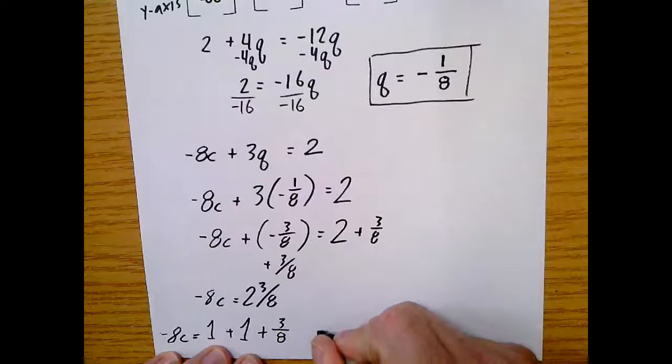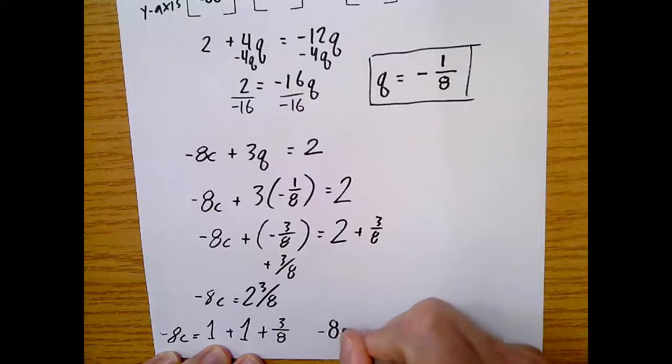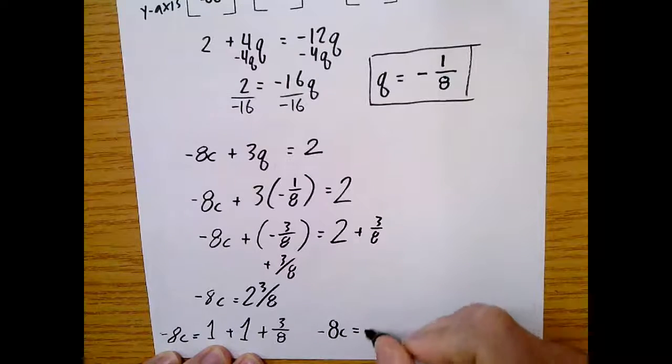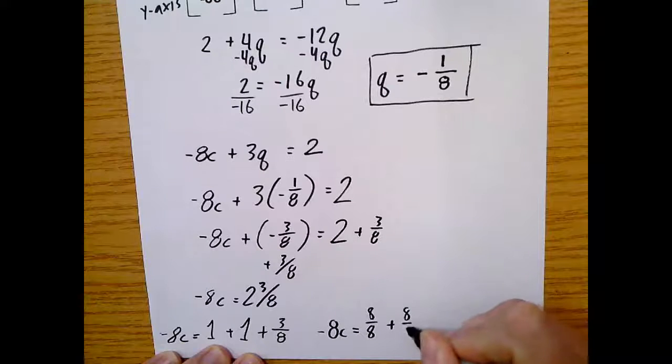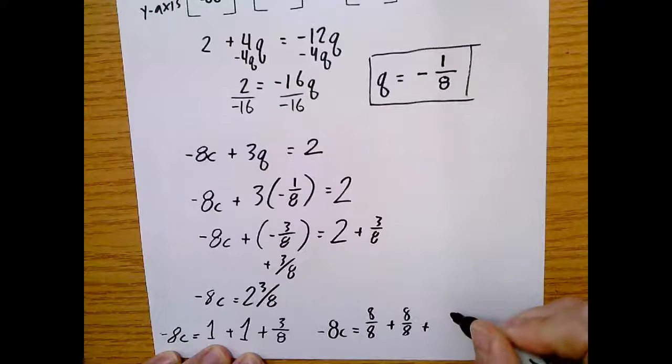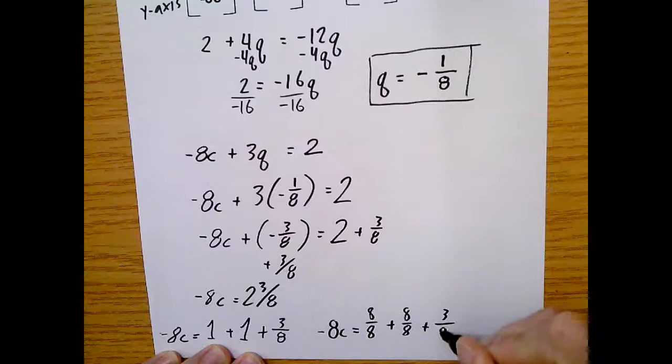So we could also say, negative 8c is 8/8 plus 8/8 plus 3/8. Cool. And now you can pretty easily add this. 8 plus 8 is 16. 16 plus 3 is 19. And so now you know that 2 and 3/8 is the same as 19/8.